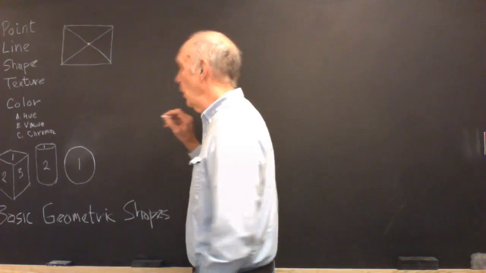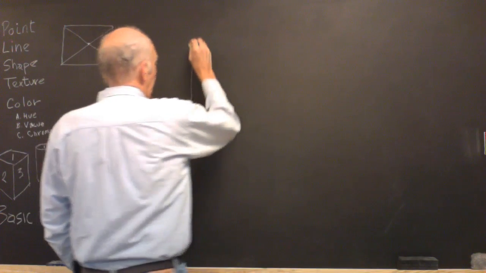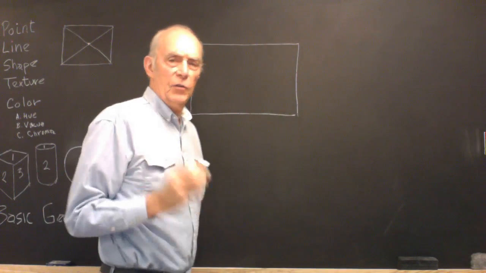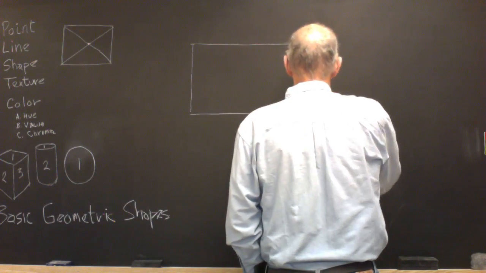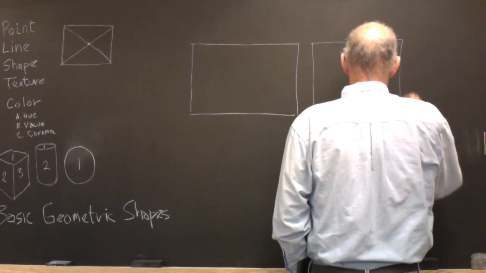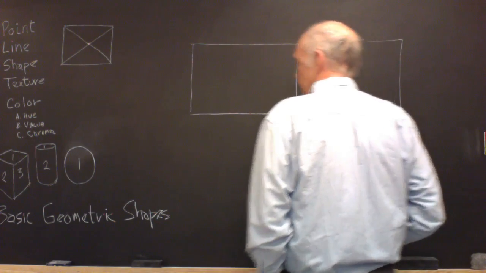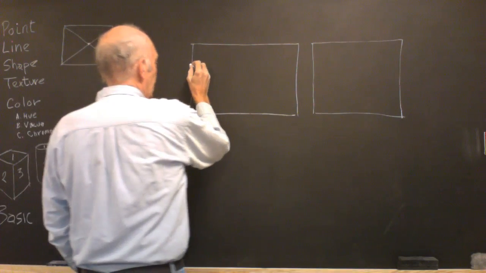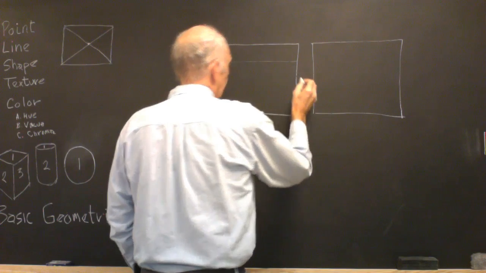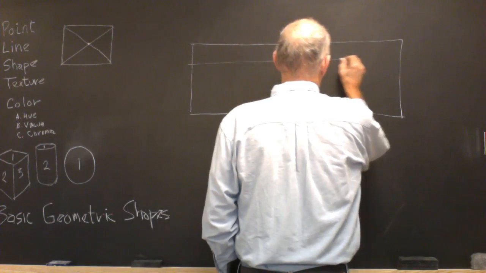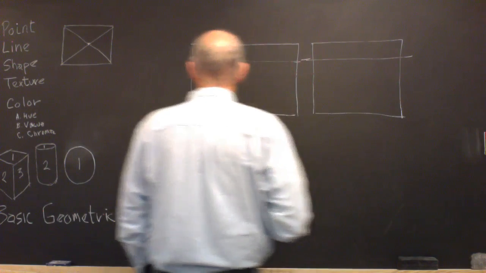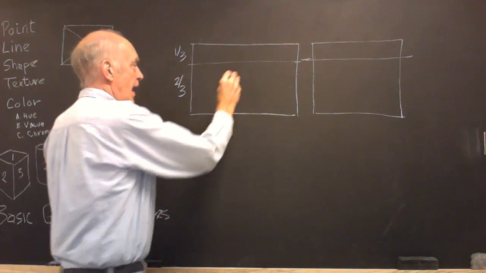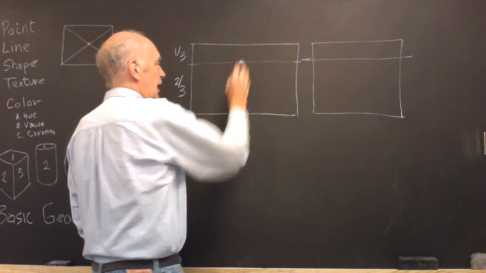First thing I'm going to do is draw a picture plane. In fact, I'm going to draw two picture planes. And I'm going to set them up in a normal situation, which means that one-third, two-thirds for the horizon line. One-third, two-thirds, and establish the line of sight vanishing point.